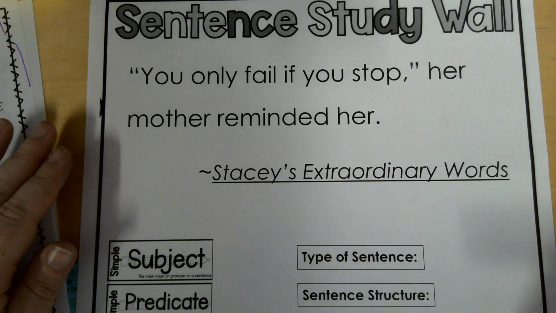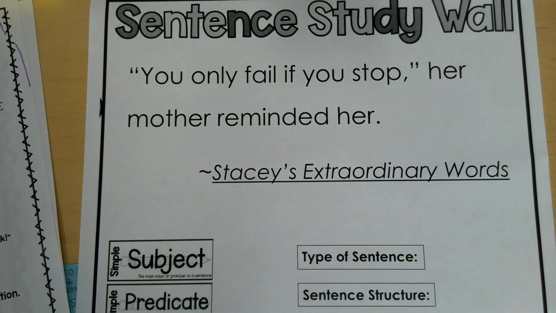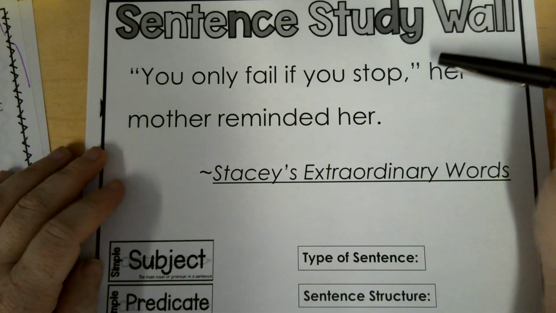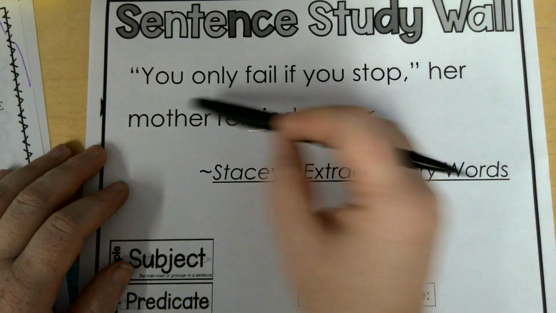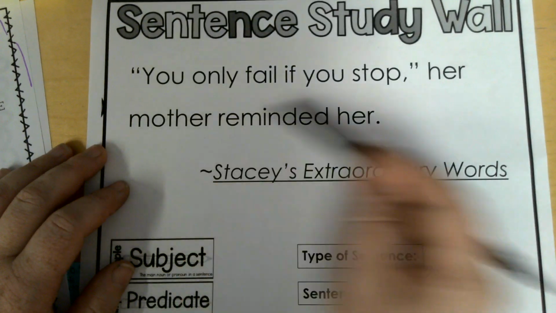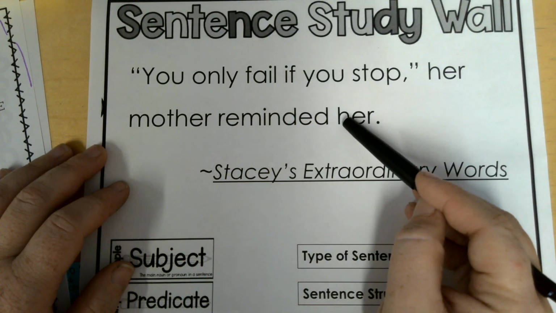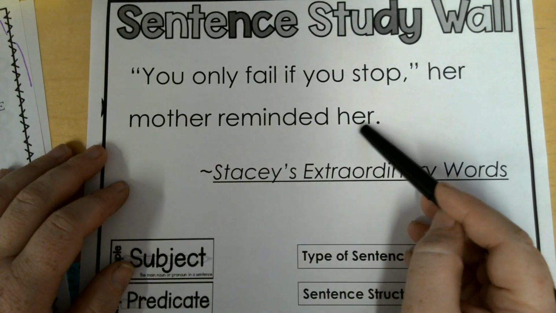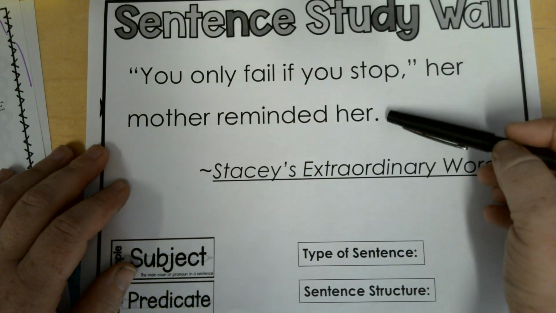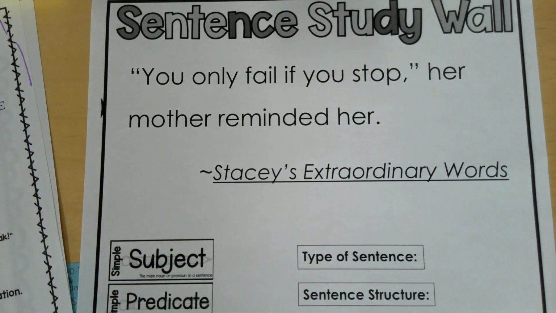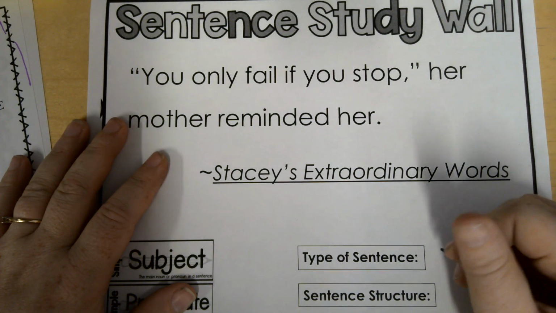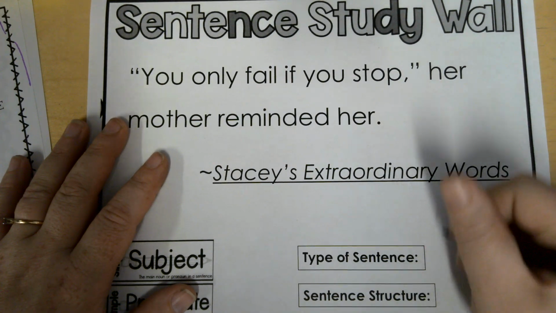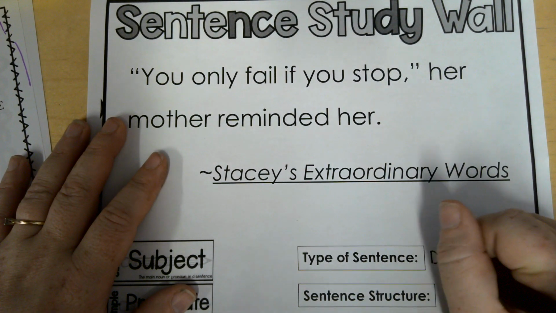As far as the sentence, it says, "You only fail if you stop," her mother reminded her. If I look at the end of the quote, it has a comma at the end, which usually means that there's a tag after it, which is exactly what happens. This part that says, "her mother reminded her," is the tag. It's like the narration, and then there's a period at the end. So both the period and the comma serve as just a regular statement. It's not showing a command. It's just showing the thought process. So this type of sentence is, once again, a declarative.